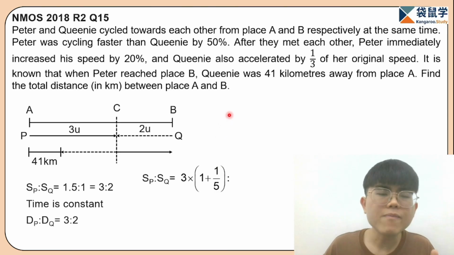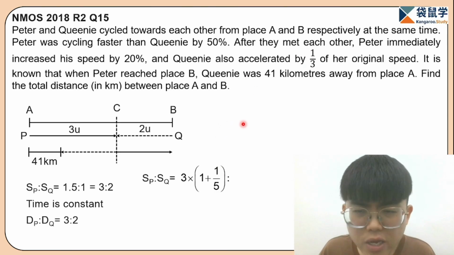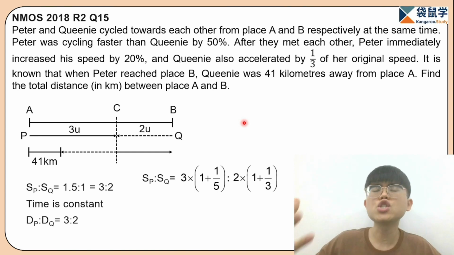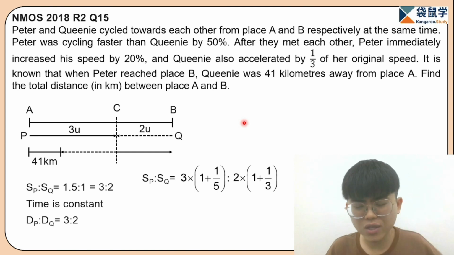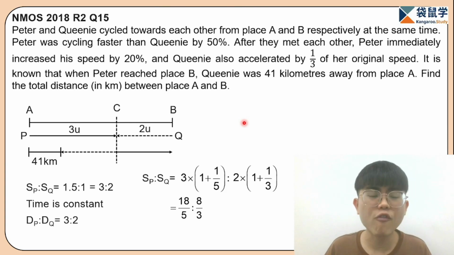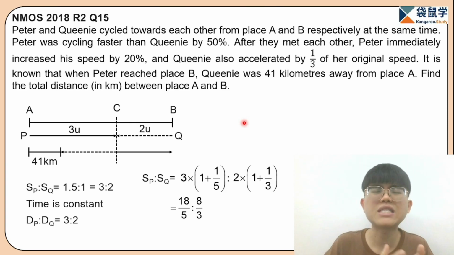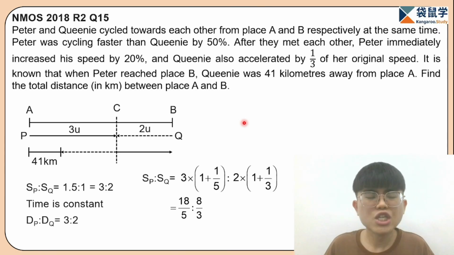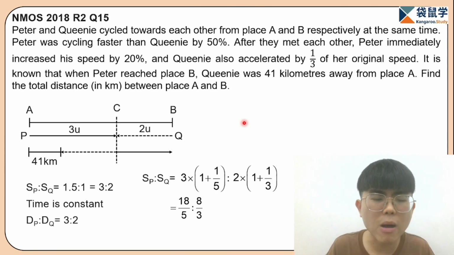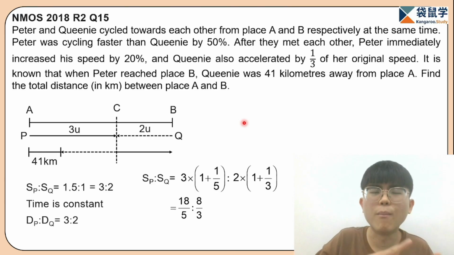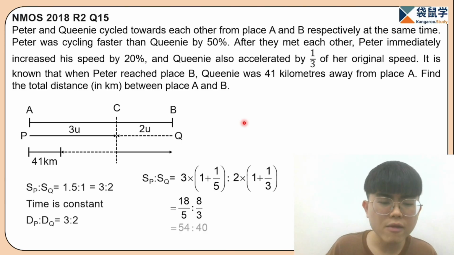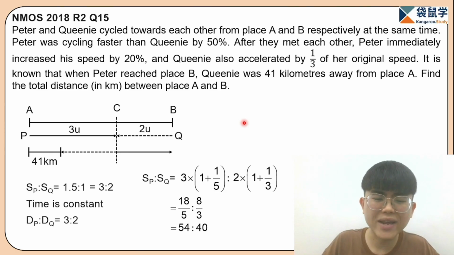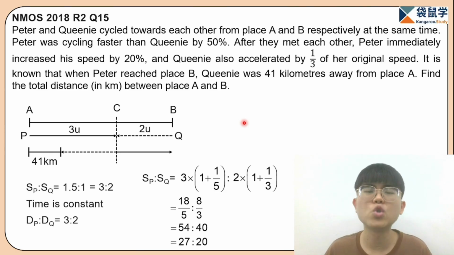And then for Queenie, because it increased by 1/3, it will be 2 times (1 plus 1/3). So when you solve this calculation, everyone, you will get the two fractions 18/5 and 8/3, and we just have to remove the denominator to simplify our ratio. So you just have to multiply by the least common multiple, which is 15, on both sides. You will get 3 times 18, 54, and 5 times 8, 40. And then you simplify again, you will get 27 to 20.